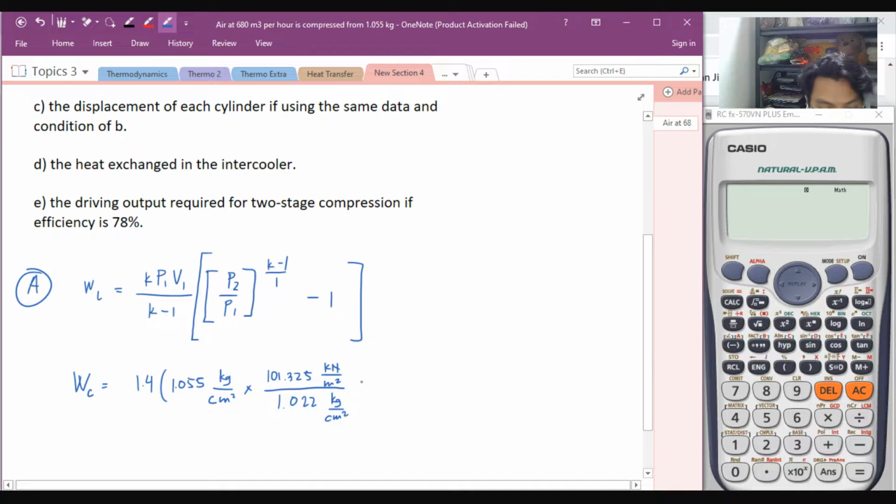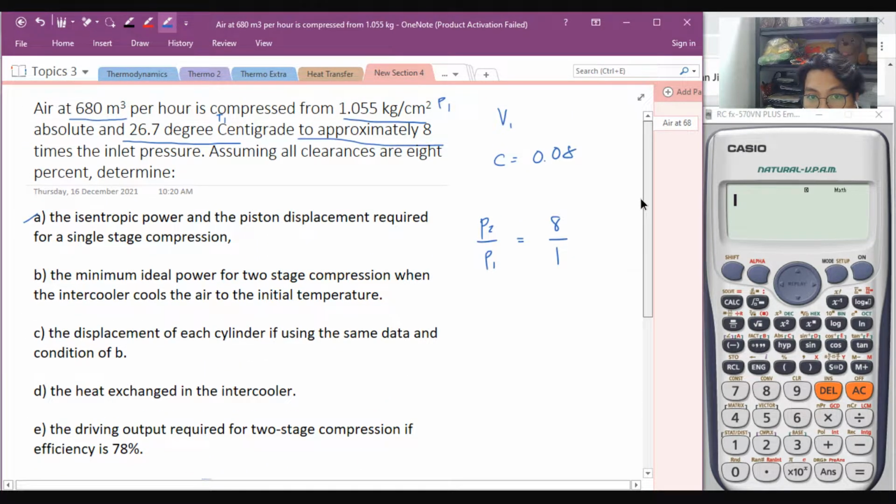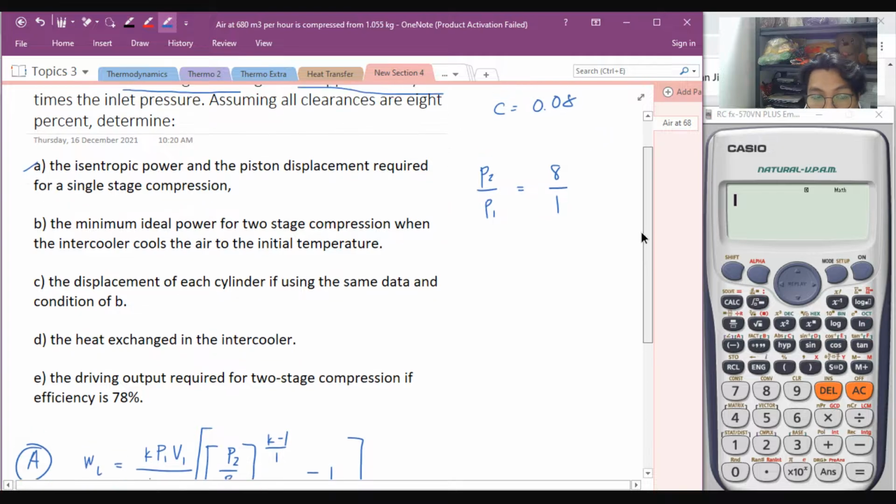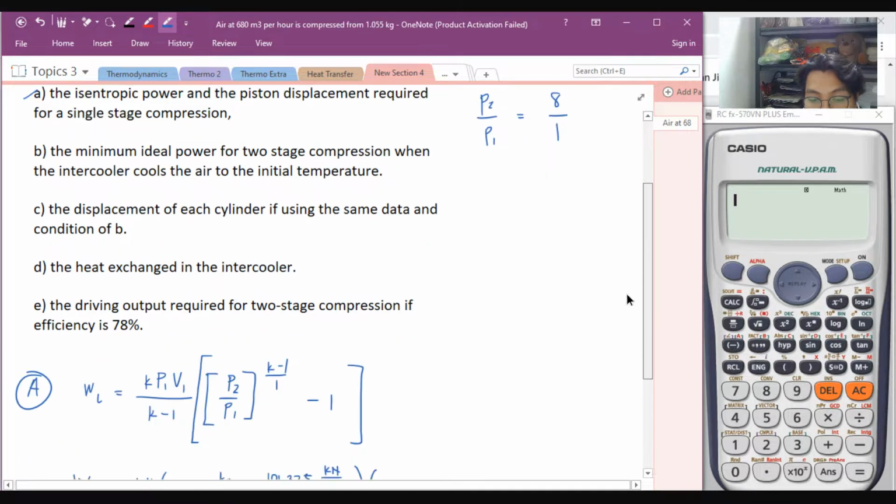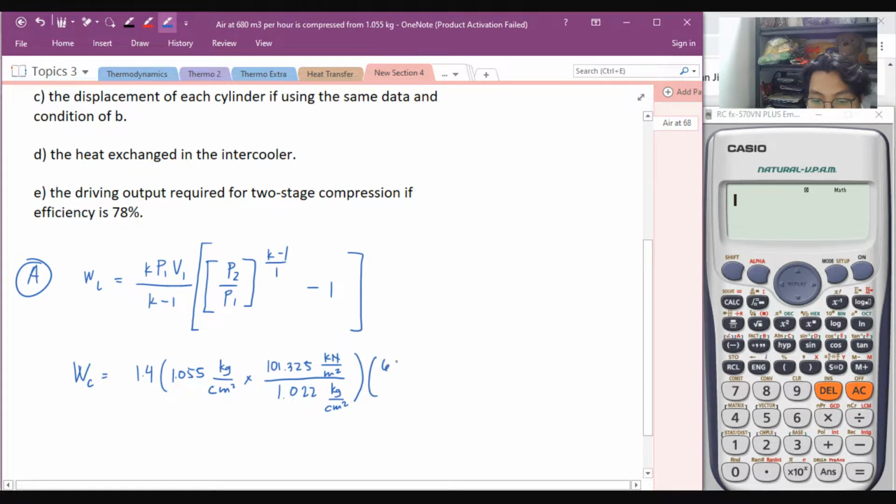Okay, that's the conversion factor. Then your V1, convert it again. Go straight through, don't convert one at a time. 680 cubic meter per hour. It needs to be in seconds here. So, you have 1 hour in every 3,600 seconds.